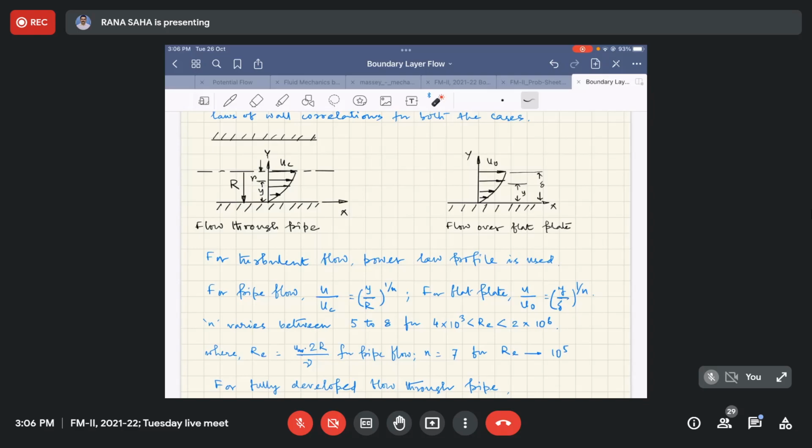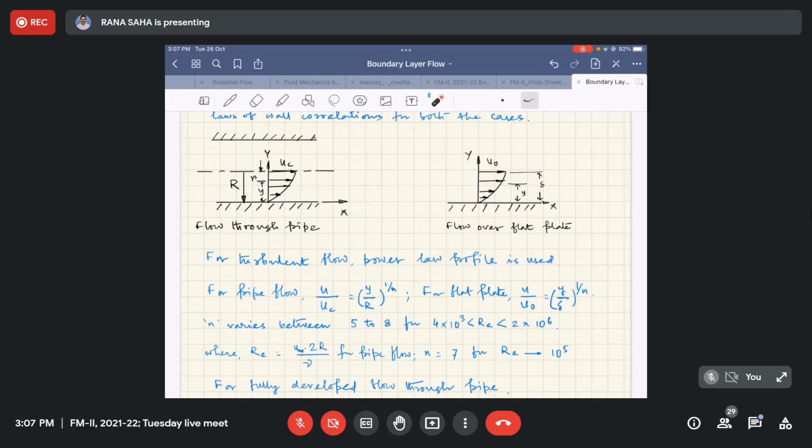Actually, your Darcy's equation is a relation between the head loss due to friction and several parameters. One of them is the square of the velocity. Then you have the length of the pipe, then the diameter of the pipe. So hf is equal to f L by D times V square by 2g. That is Darcy's equation, isn't it? And here f is the friction factor.